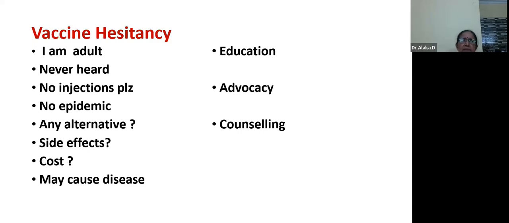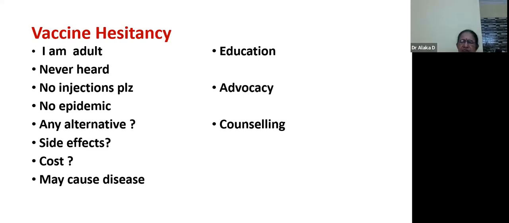What is their argument? I am an adult. I have never heard of this adult immunization. Vaccination is given to children, so I am an adult. No, I am scared of the injection needle. No injection, please. There is no epidemic, so why are you vaccinating me? Is there any alternative? What will be the side effects of the vaccines? What is the cost? Because they are all used to getting everything free from the government. Free vaccination, free hospitalization, free this, free that.